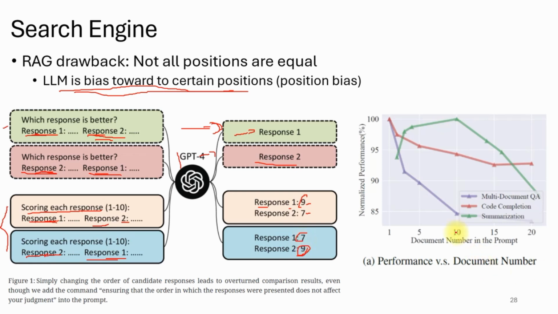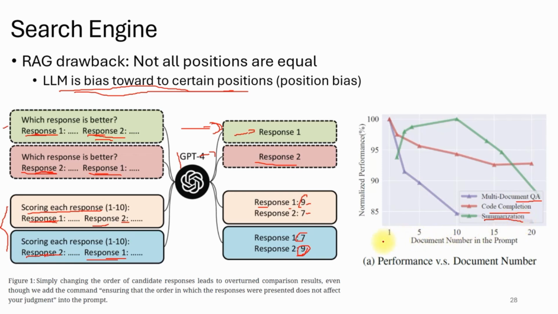And they also ran the experiment on specific problems, such as multi-document Q&A: you give the question and the documents, and provide the answer. Another is code completion: you give in the code and complete the code. The third is summarization: you give in a paragraph and try to summarize it.